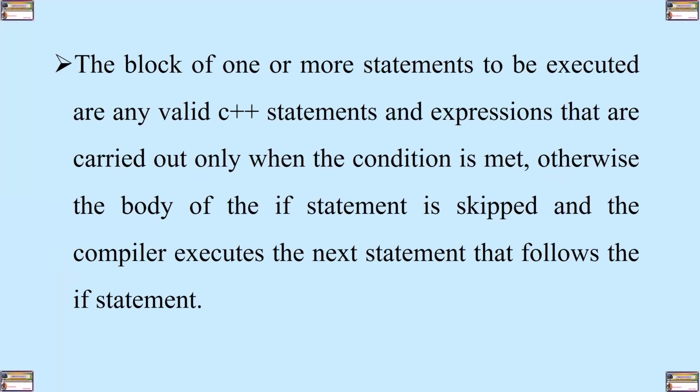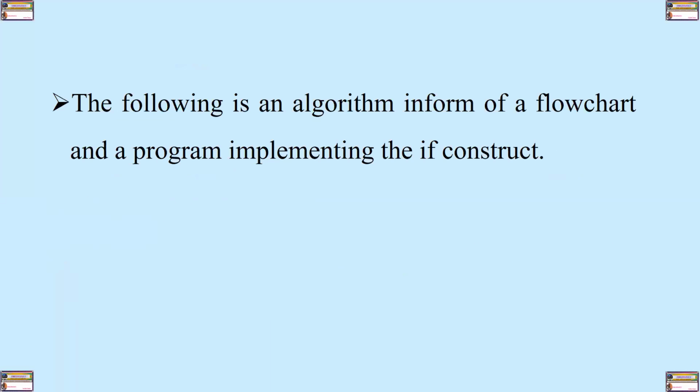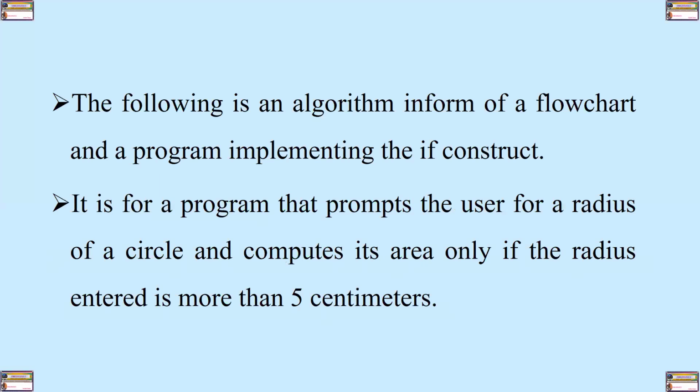The block of one or more statements to be executed are any valid C++ statements and expressions that are carried out only when the condition is met. Otherwise, the body of the if statement is skipped and the compiler executes the next statement that follows the if statement. The following is therefore an algorithm in the form of a flowchart and a program implementing the if construct. It is for a program that prompts the user for a radius of a circle and computes its area only if the radius entered is more than 5 centimeters.